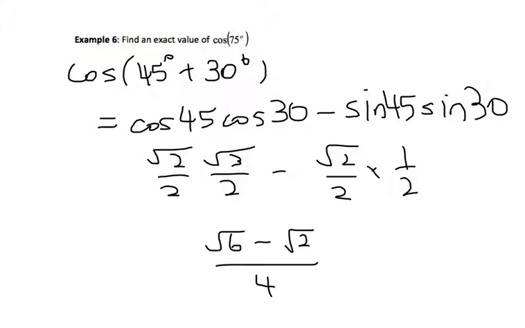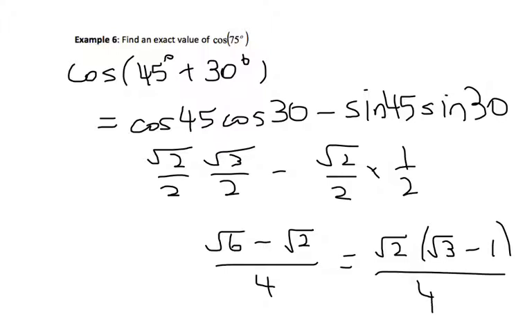If I wanted to, I could have taken out that root 2. It doesn't really make it prettier, though, to say root 2 times root 3 minus 1 over 4. Either one of those is an exact answer. So there we go.